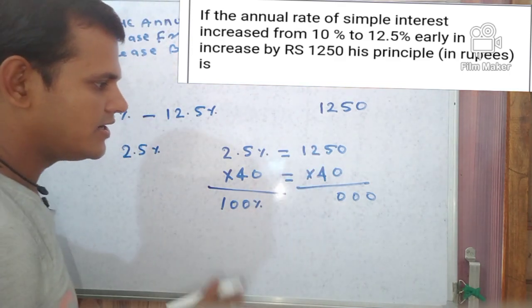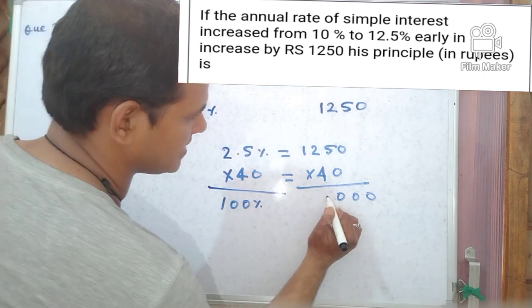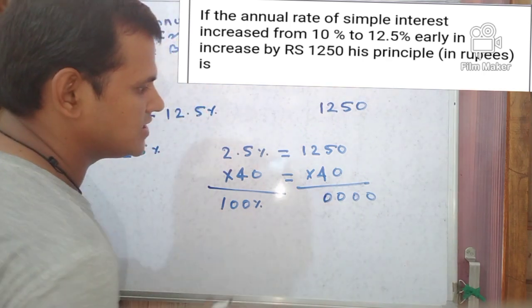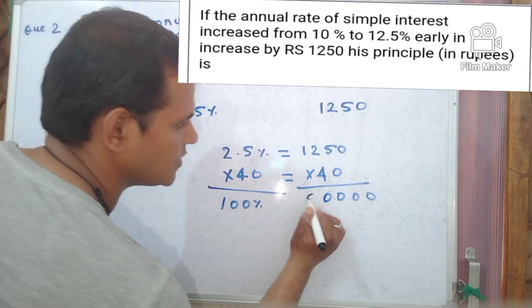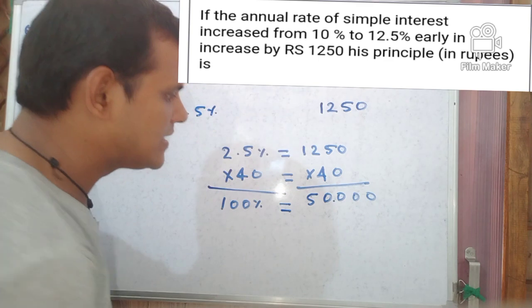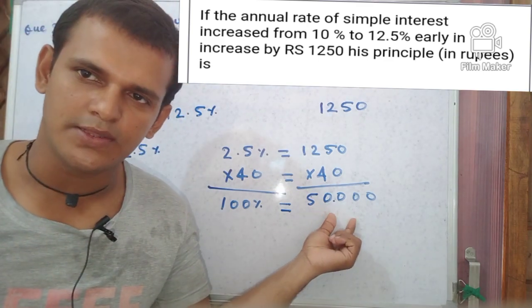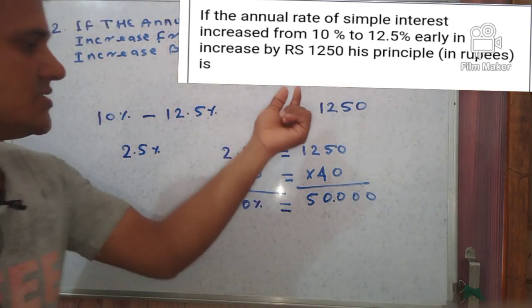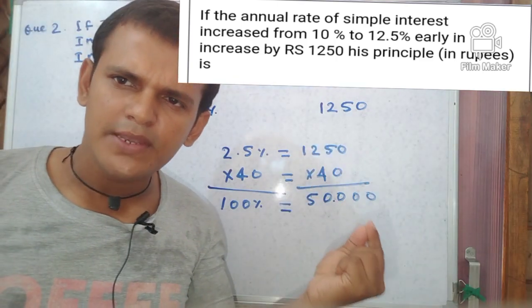4 2s are 8, and 2 will be 10. 4 1s are 4, and 1 will be 5. So 100% is equal to 50,000. So his principal is 50,000.